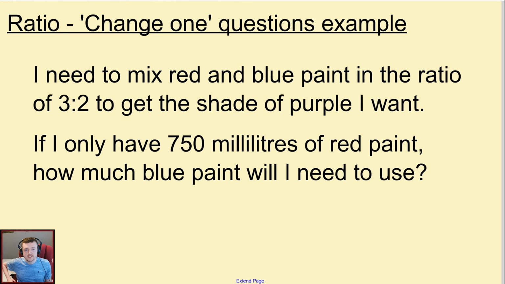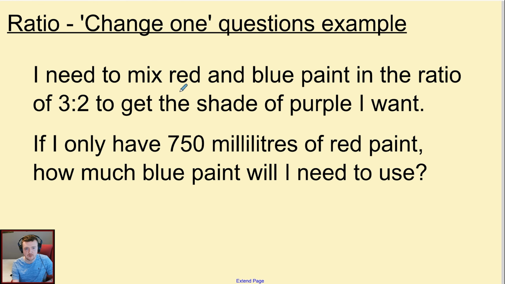Okay, I need to mix red and blue paint in the ratio of 3:2 to get the shade of purple that I want. If I only have 750 milliliters of red paint, how much blue paint will I need to use? Okay, remember, it doesn't matter what unit you use in a ratio as long as you use the right one or you remember what it is. Obviously, if they say it's grams, then it's grams. But if I haven't told you, in this case I haven't told you, it could be whatever you want. So since they want milliliters, let's assume these are milliliters.